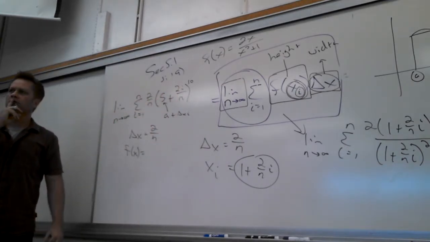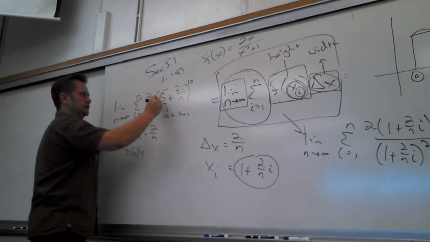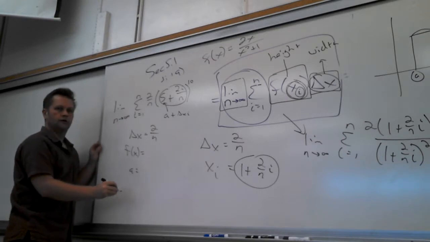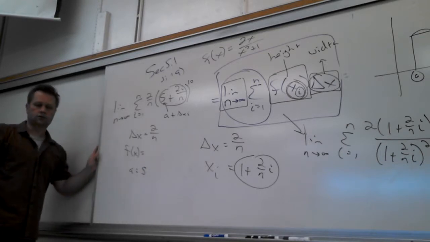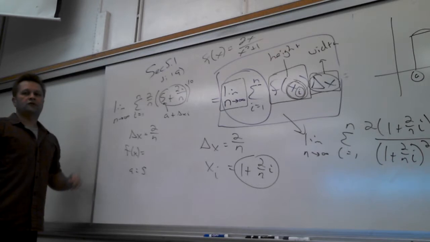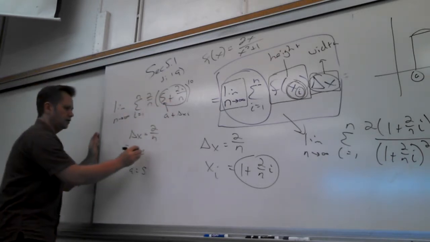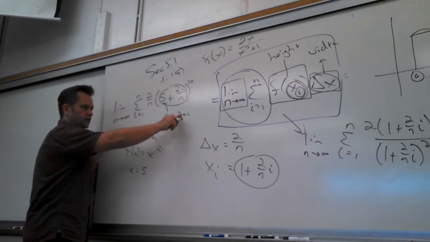No. 1 plus, no, 5 plus. This is a plus delta x i. So what's a? 5. Oh, so a is 5. That's crazy. So what's f of x? What did I plug a plus delta x i into? x to the 10th. Beautiful. I plugged this into there.